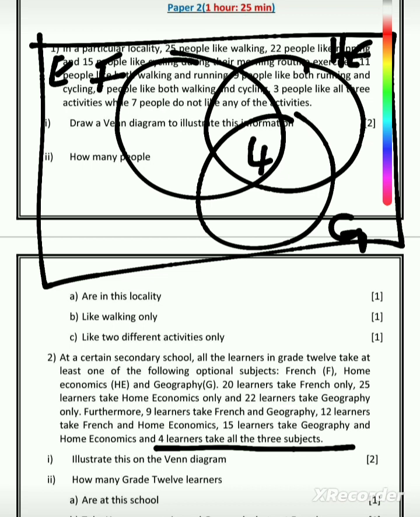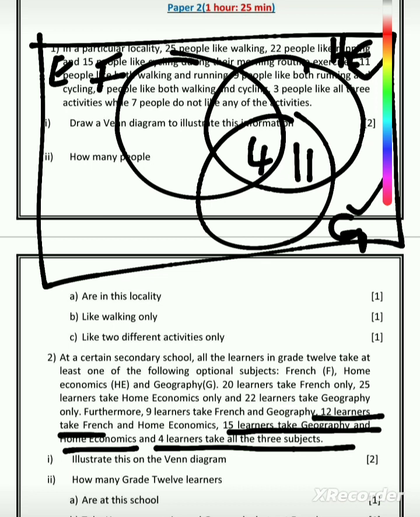Okay, so there's no one who cannot be taking any of the 3. Okay, so we go back. 15 learners take geography and home economics. So 15 take geography and home economics, and it's here in between G and home economics. So they are 15. 15 minus 4, it's 11. Okay. Then we go back.